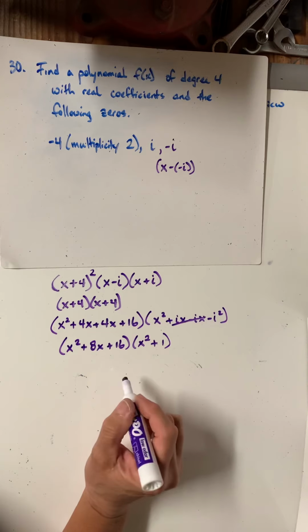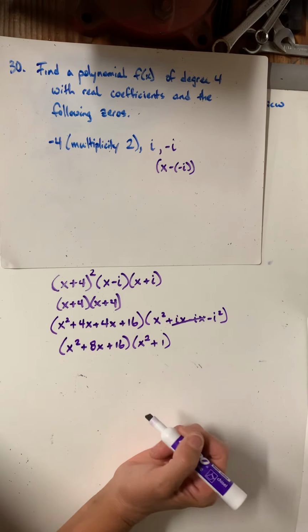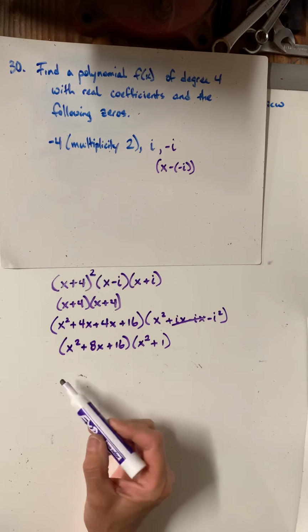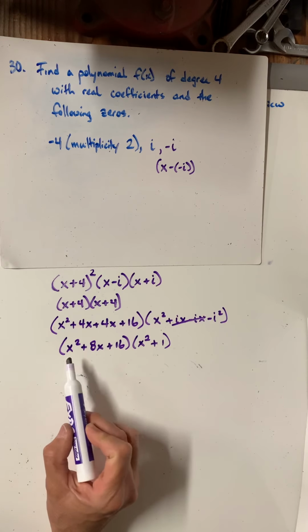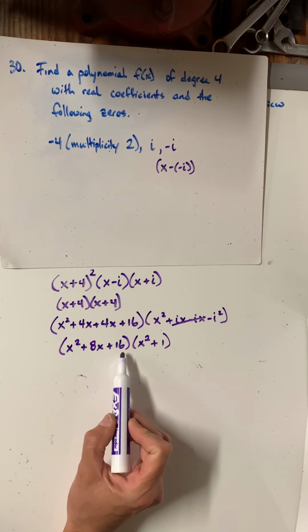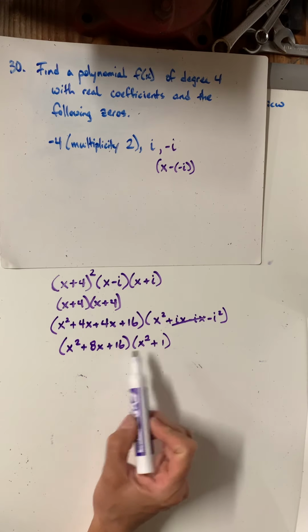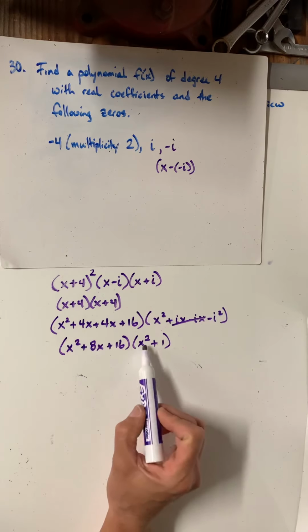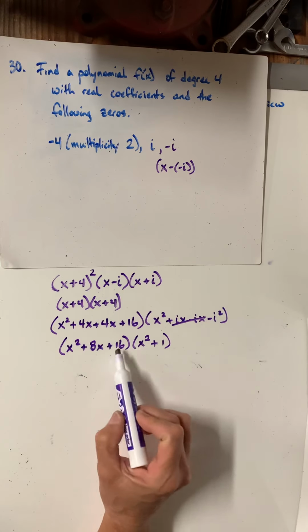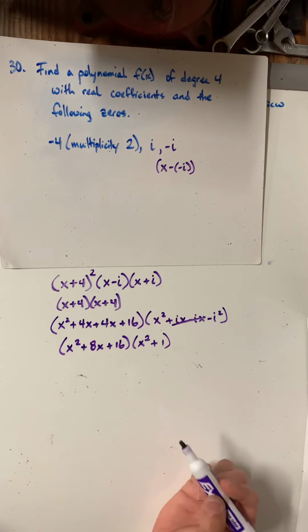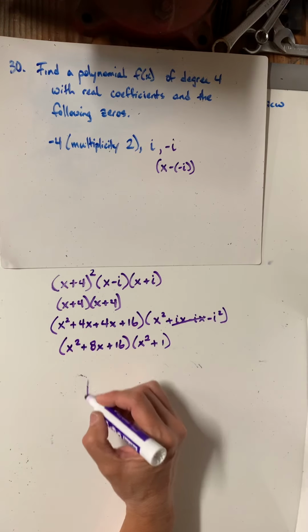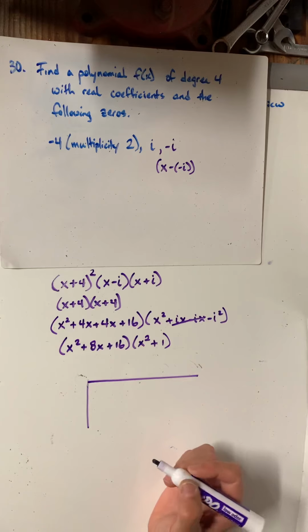Now you can do this in a couple different ways. I'm going to show you a way to do it using a table. Alternatively, you would just take every member of this parentheses and multiply it by every member of that one. So you go x squared times x squared, times 1. 8x times x squared, 8x times 1. 16 times x squared, 16 times 1. Collect all of your like terms, and you're done. But there's kind of a neat way of doing it using a grid, which I like.